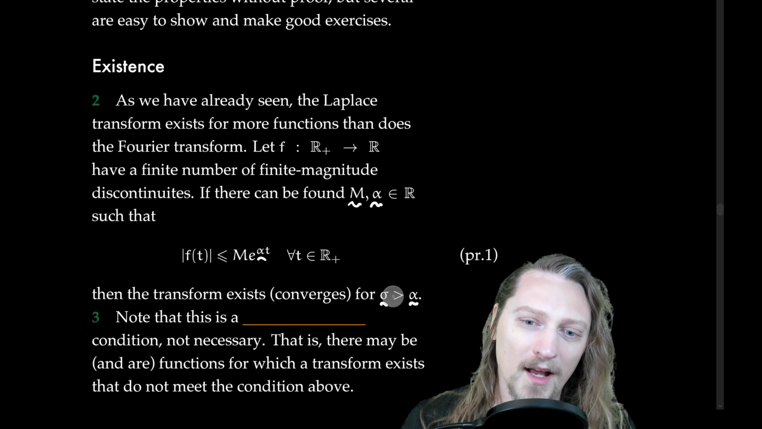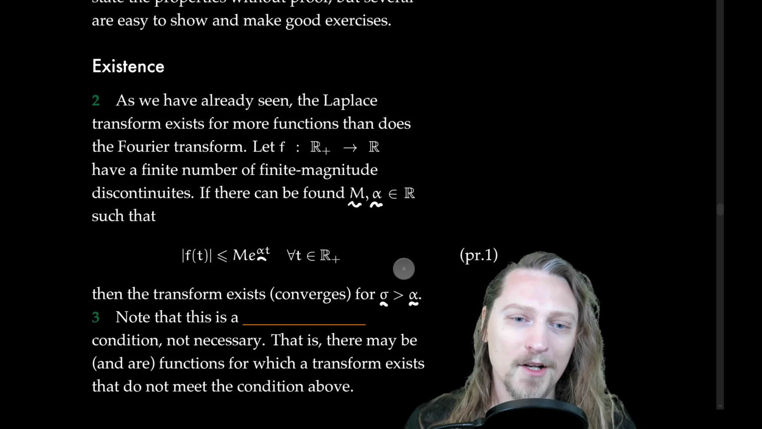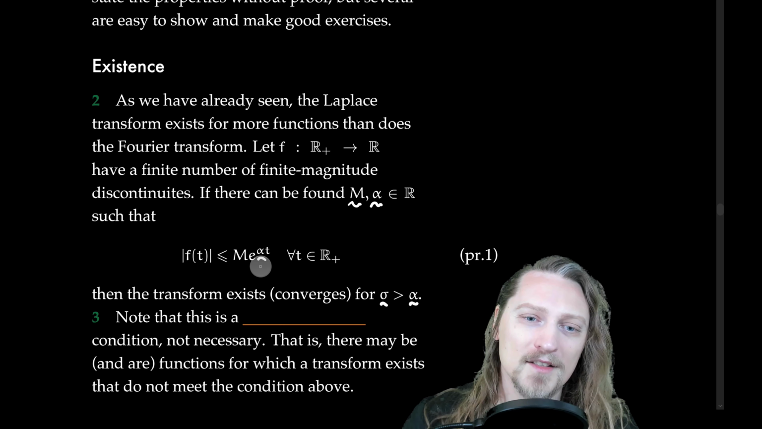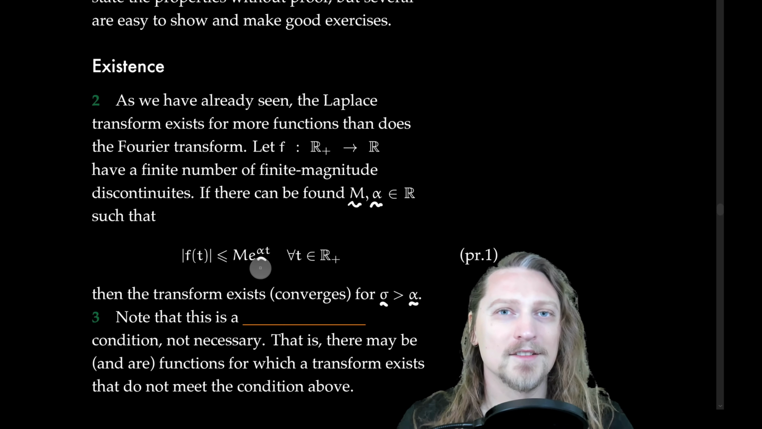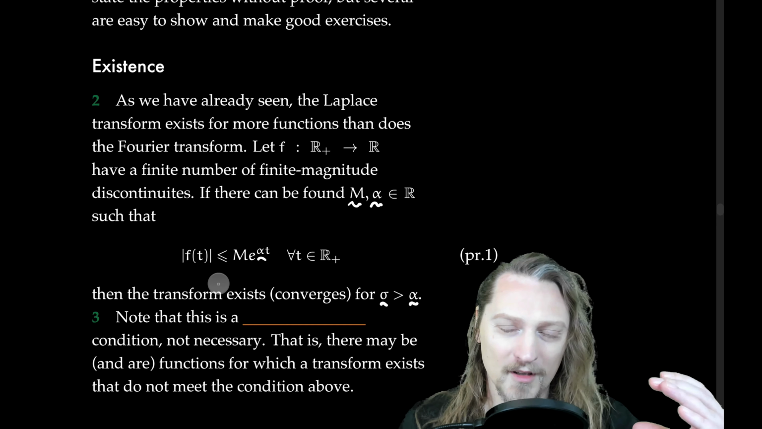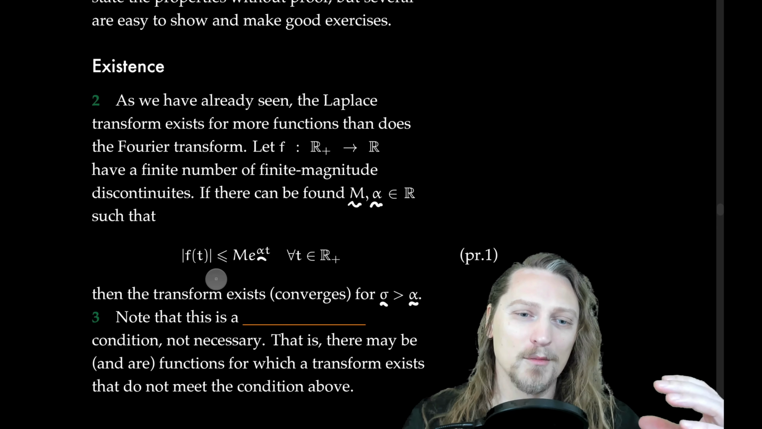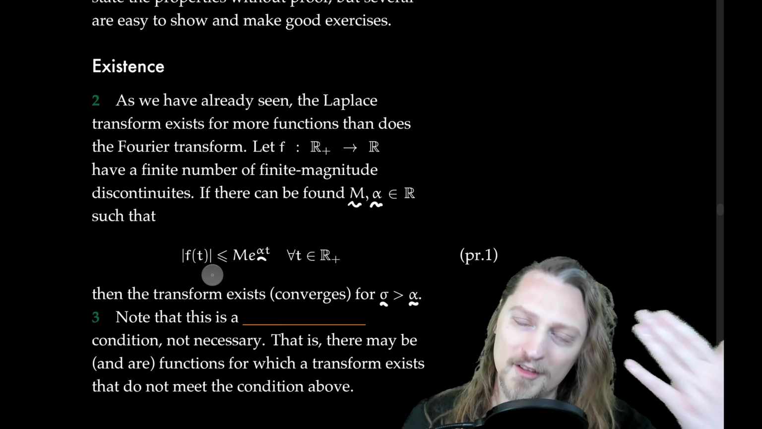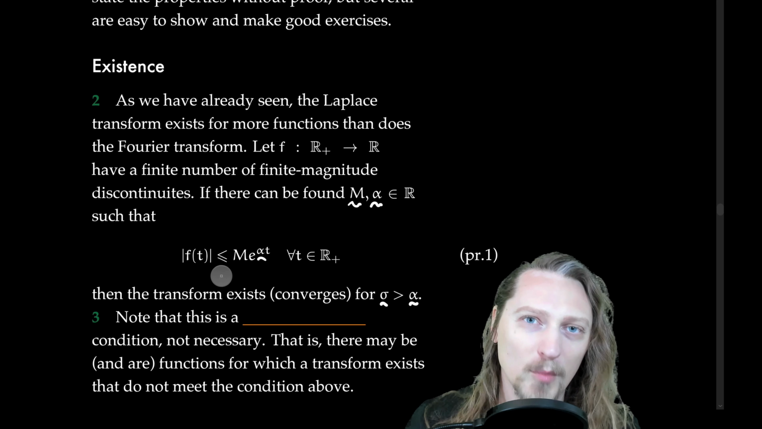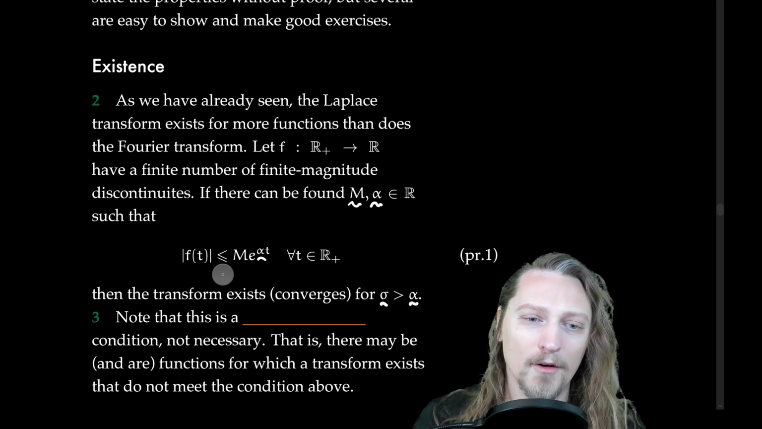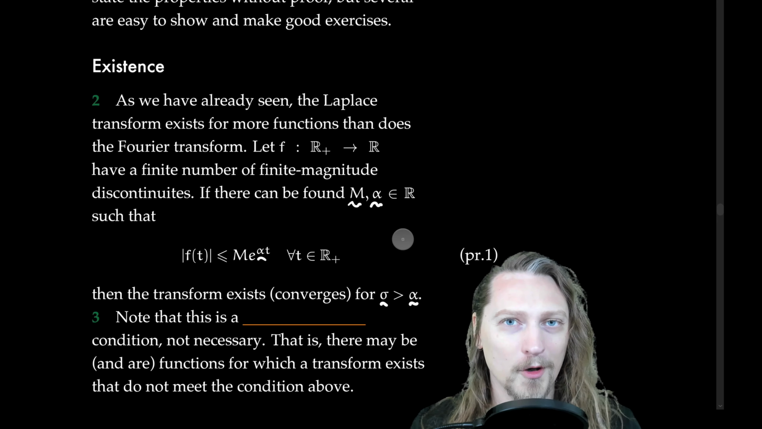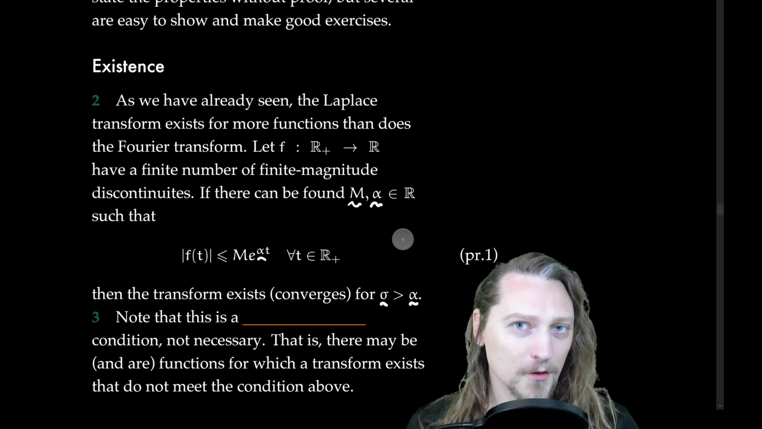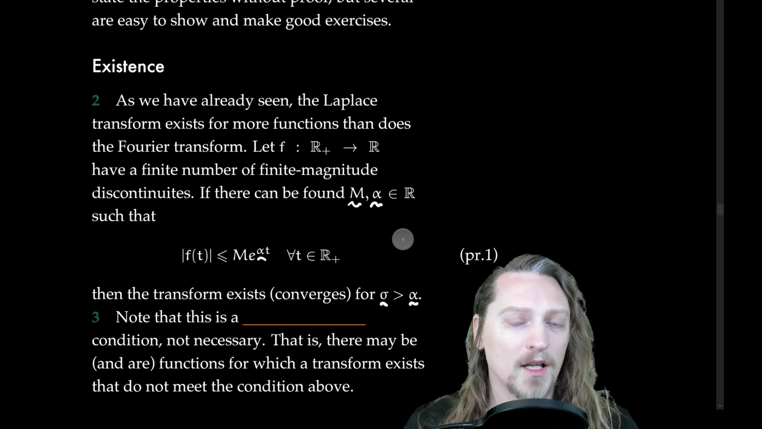So if we have some sigma that's greater than alpha, it essentially means that alpha bounds the magnitude of f, and we have a sigma that bounds it even more. If that is true, then there is a Laplace transform, that is, the integral definition of the transform converges.